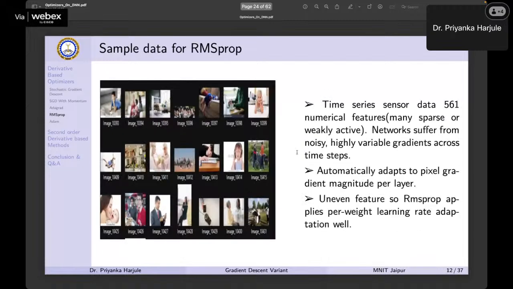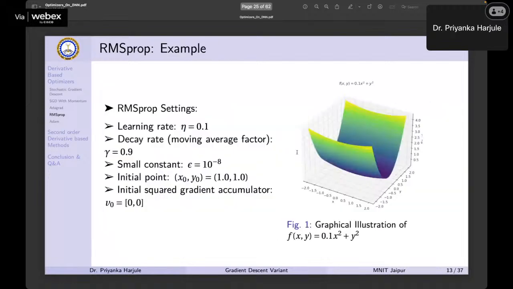So this slide gives an example in which RMSprop works better, that is time series sensor data. Here the data is sparse and noisy and has uneven gradients. So in these kinds of settings, RMSprop performs very well because it handles the noisy gradients very well, because of the adaptive learning rate on a per-weight basis. So this works well with uneven or sparse features.